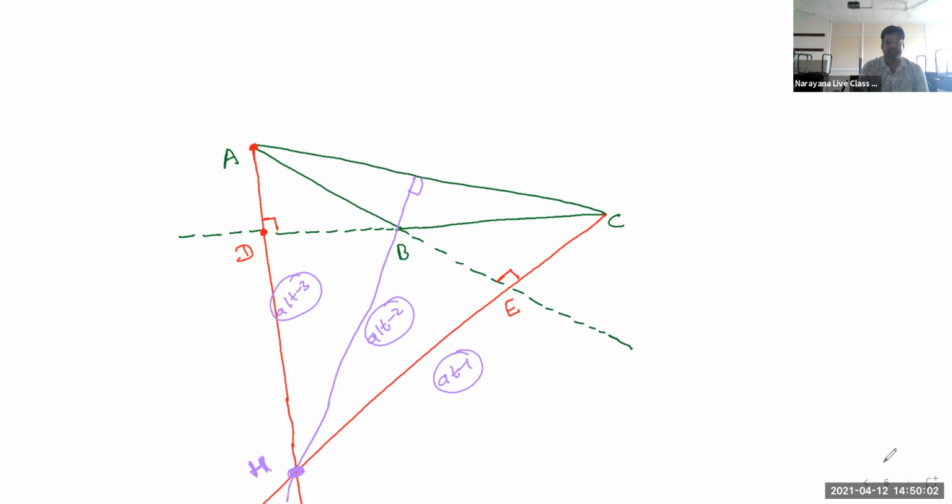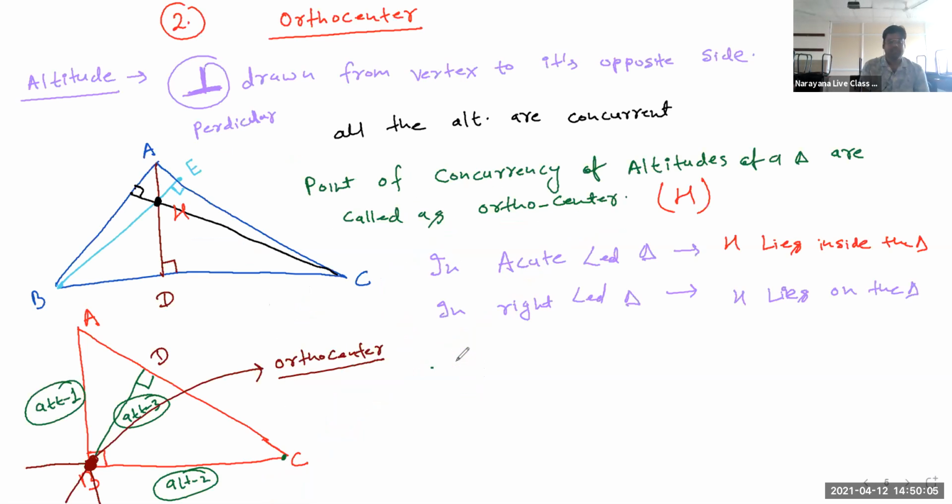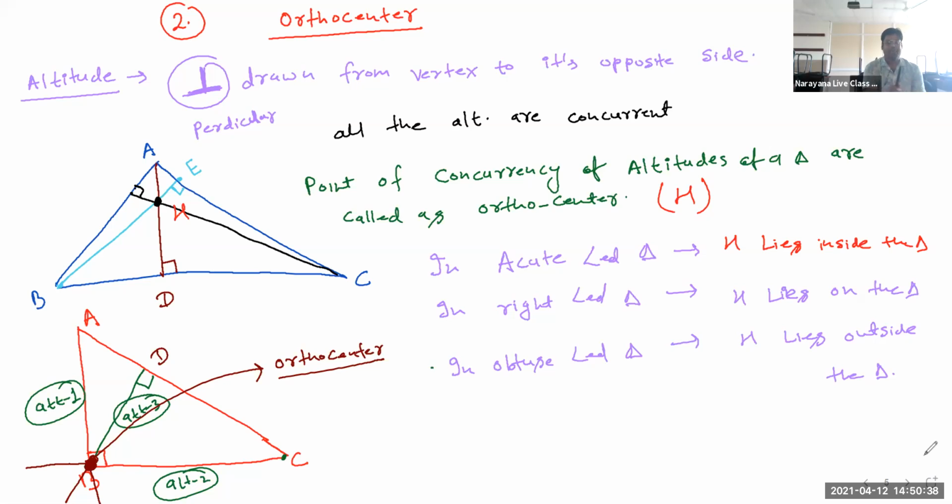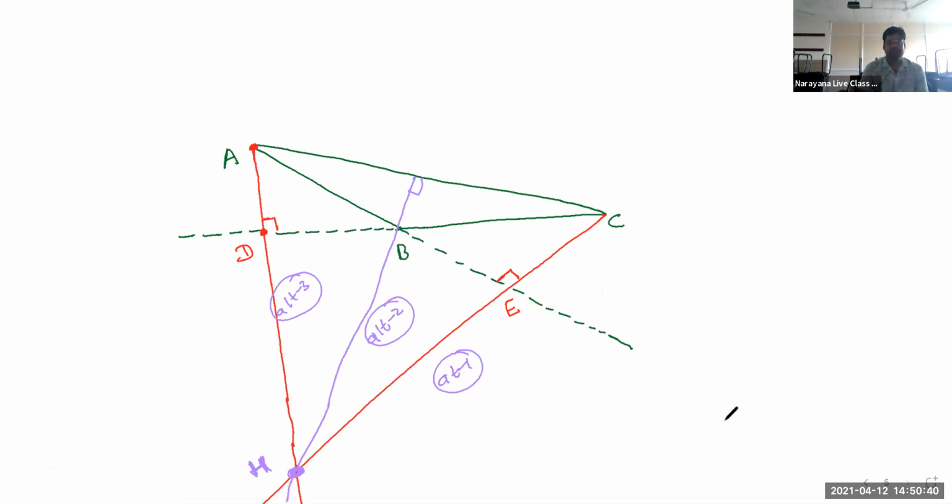You can make this diagram. I'm writing here: in an obtuse angled triangle, H lies outside the triangle. Okay, now we come to know everything about the orthocenter. So I think you have written all these things. If you just also make this diagram.